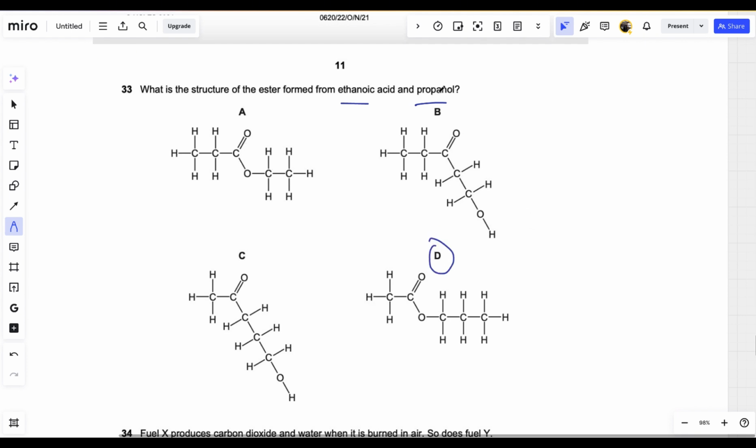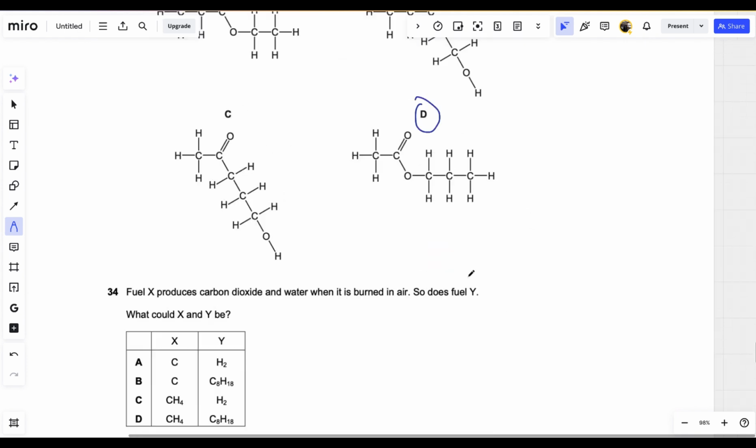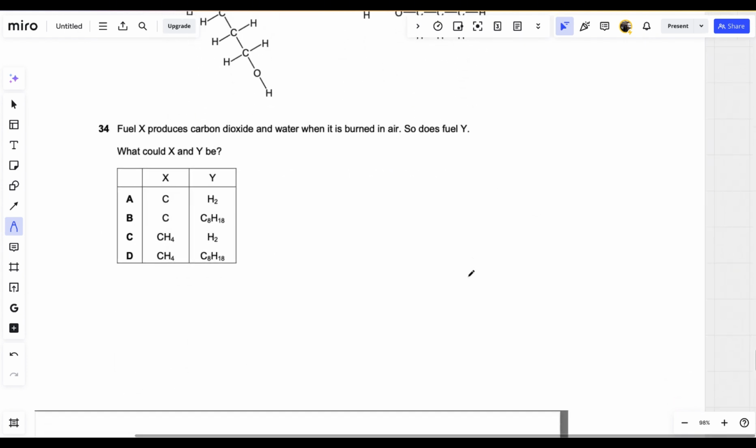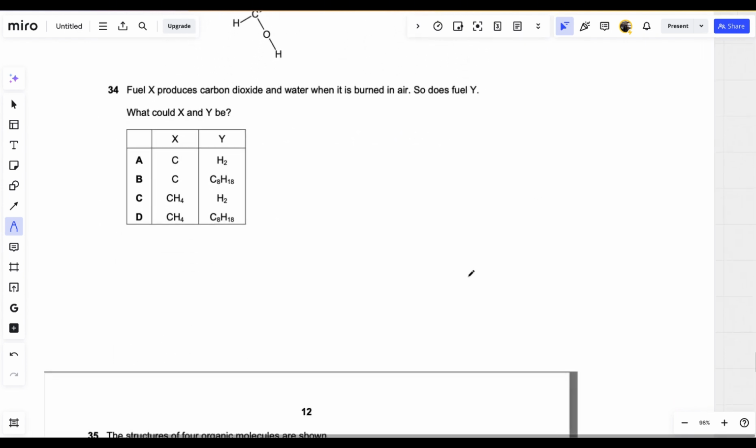You produce propyl ethanoate. If I want to draw the structure, it will waste our time. So I hope you understand. Okay? Now question 34.